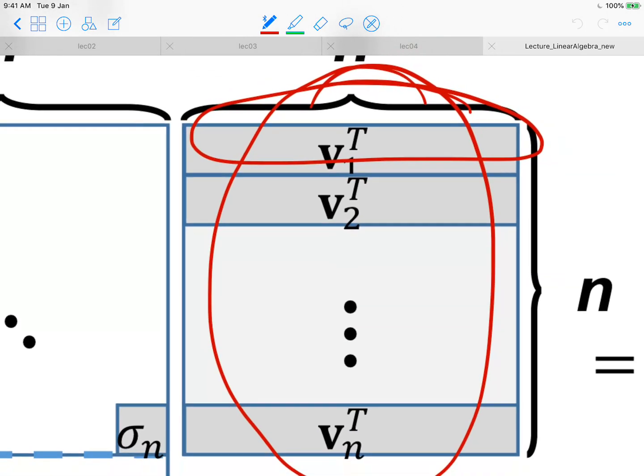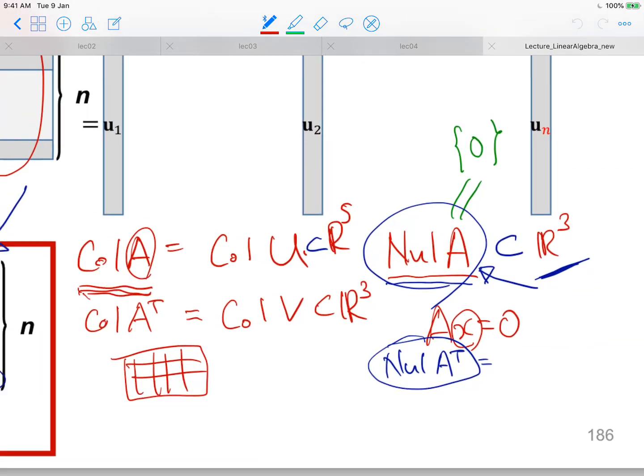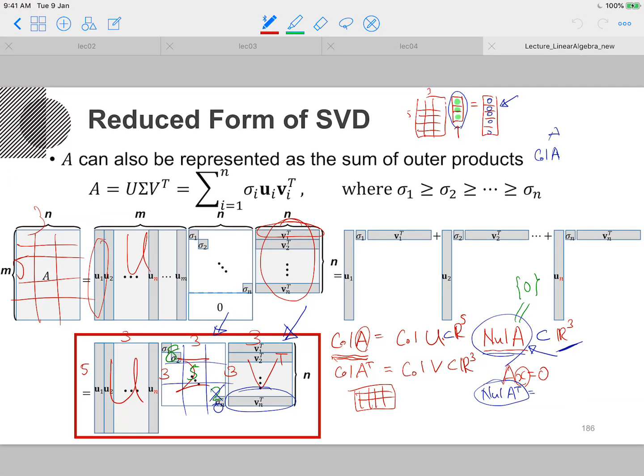Similarly, looking at this other orthogonal matrix, if we have 10 non-zero singular values, the first 10 vectors give you the orthonormal basis for the column space of A transpose, and the rest give you the orthonormal basis for the null space of A, which live in the n-dimensional space of the m by n matrix. Any questions so far?